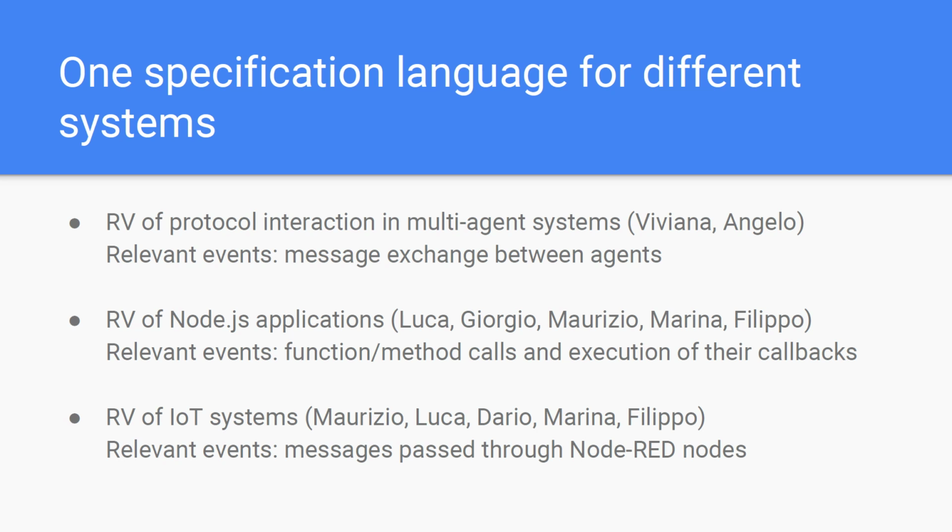So we started with Viviana and Angelo, as I told you, by using runtime verification for proving the correctness of interaction protocols between agents in multiple systems. We've tested this approach with several platforms, at least two, they are based on Java and Prolog, so different languages.